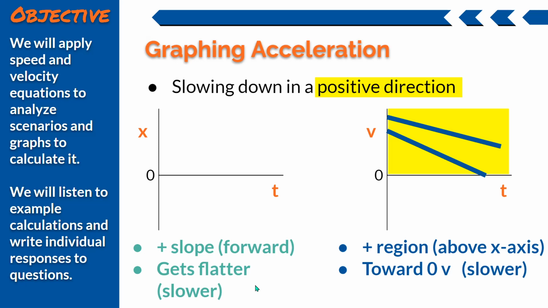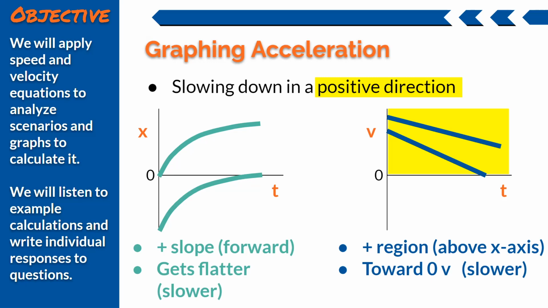It has to get less steep. So something like this would be an example of an object that is slowing down in the positive direction. I know it's moving forward because my slope the entire time is positive, even though it's changing in its steepness. It's positive the whole time, so it's forward the whole time. And it gets less steep, and therefore it slows down.